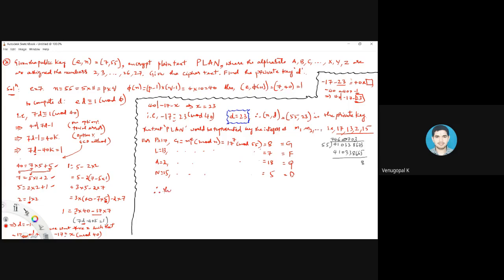Therefore, the cipher text is GFQD. So the message that is being sent is plan, but the ciphered, that is encrypted message, is GFQD.